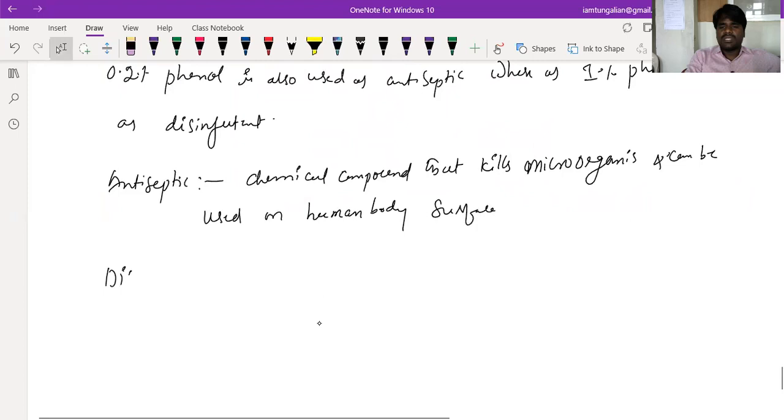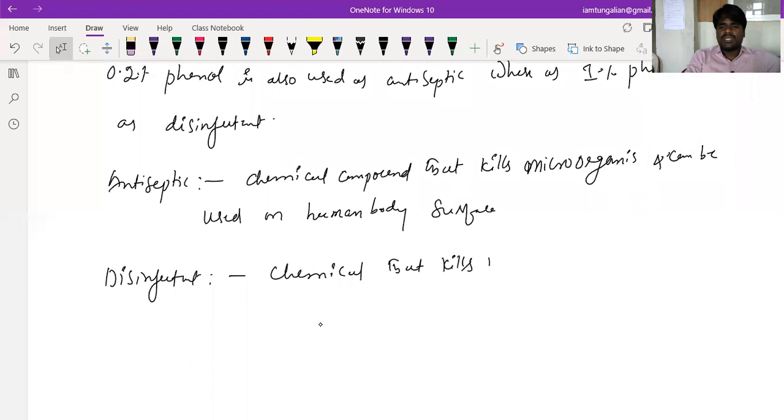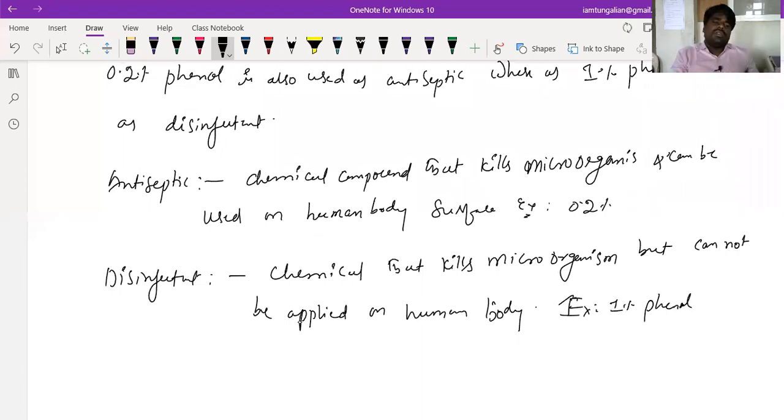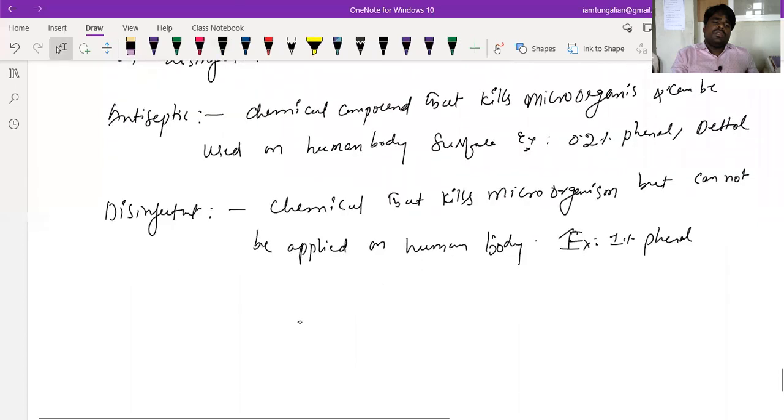Disinfectants means these are the chemicals that kill microorganisms, not humans. These are the examples as I told you: 1% phenol, and 0.2% phenol. Disinfectants are basically used for floor cleaning as well as toilet and washroom cleaning. So this is one of the important uses of phenol.